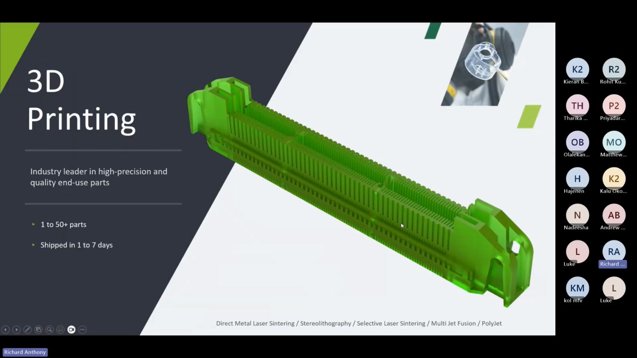So firstly, we have 3D printing services. So we offer stereolithography, selective laser sintering, multi-jet fusion, polyjet, and 3D silicon, and direct metal laser sintering. As it says there, 1 to 50 parts. So generally low quantities of parts, either for prototyping or maybe low volume production. And we're offering pretty fast lead times, 1 to 7 business days is the typical lead times. And like I say, we offer plastic processes and we also offer metal processes.